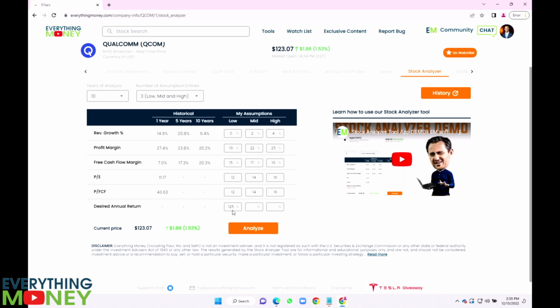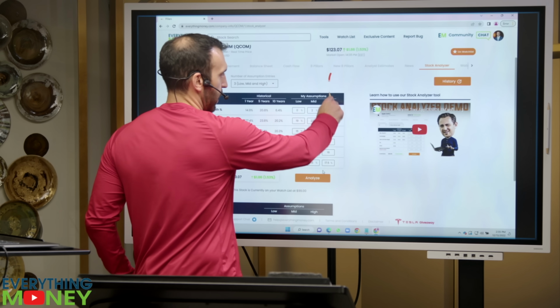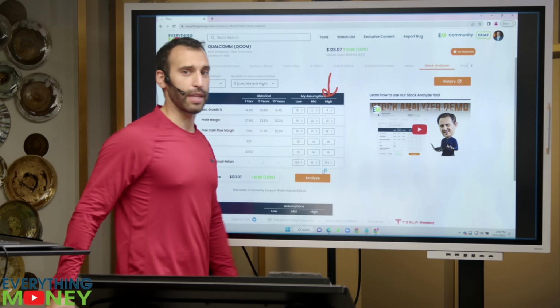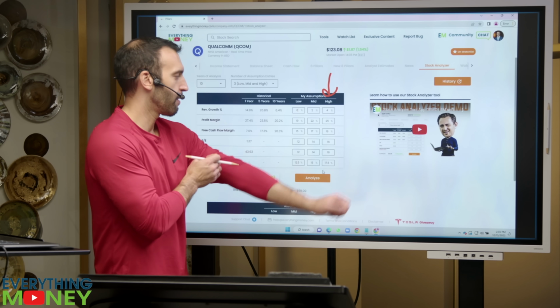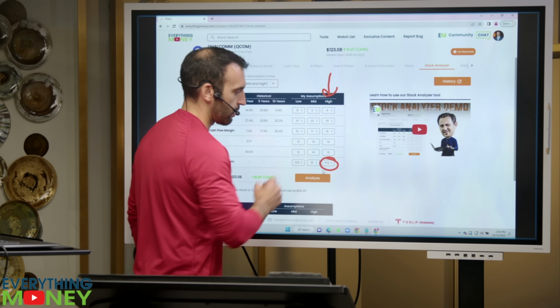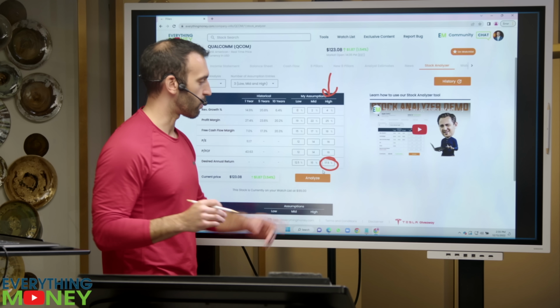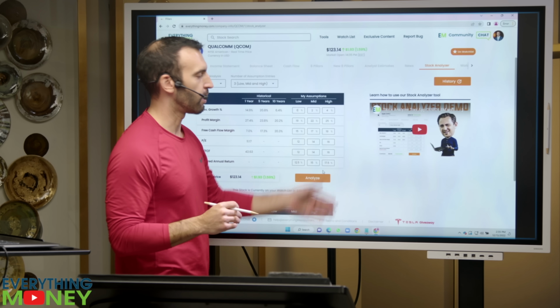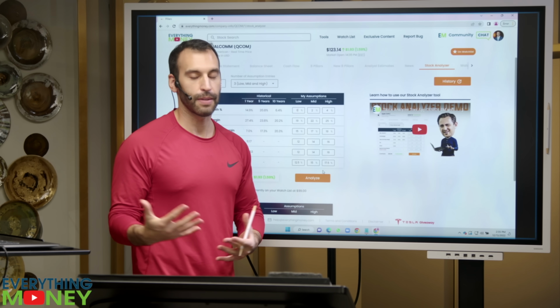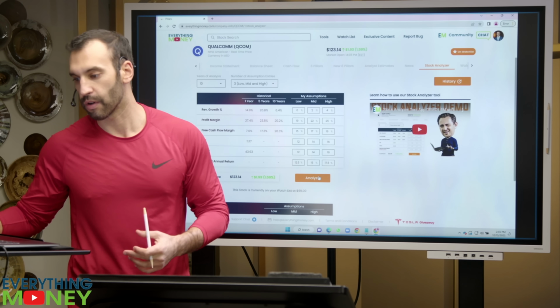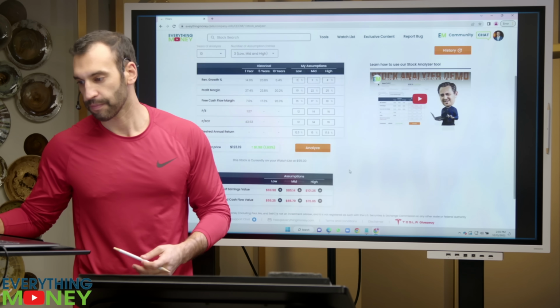Now, for my return, this is where you can put in your margin of safety. You can say, hey, I am going to put in some pretty high assumptions here. And if I put in 4%, which is basically double what the analysts are saying over a 10-year period, well, I better make that juice worth my squeeze. So I'm going to put in a 17.5% return. So it's going to give me a lower price, but I got to get that better return. I'm going to click the Analyze button here.